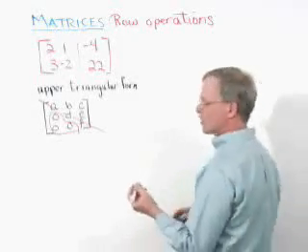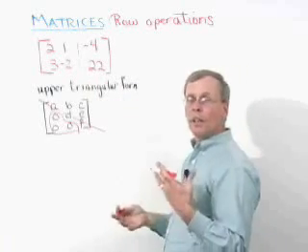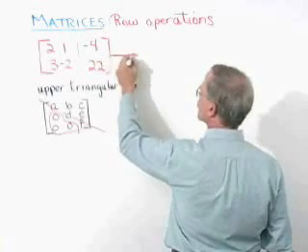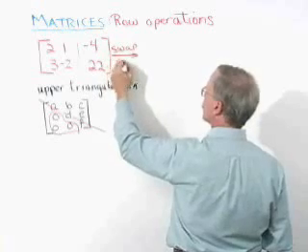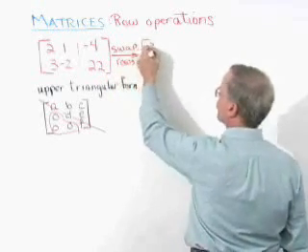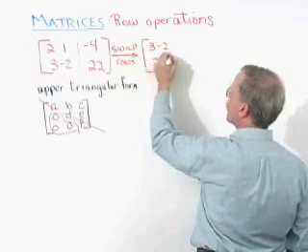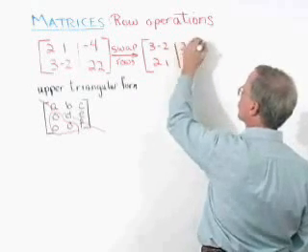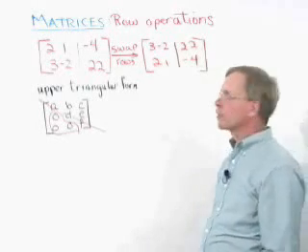So what kinds of things can you do to a matrix without changing the answer to the problem that you're trying to do? One thing you can do is swap rows. So we could swap these rows and end up with 3, -2, 2, 1, 22, -4. We could swap rows.